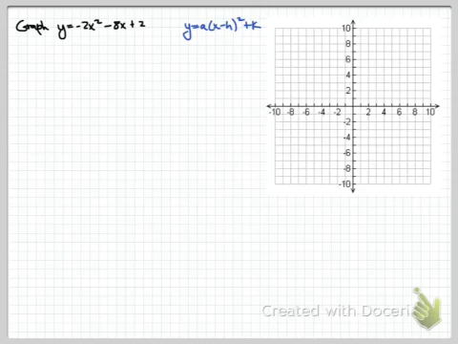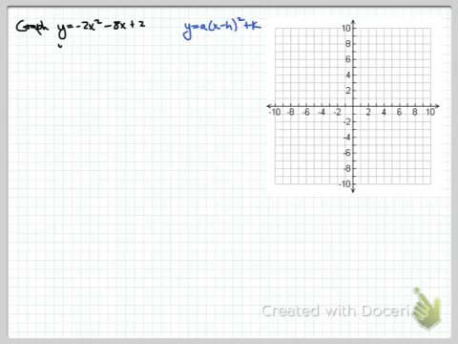So the first thing I notice is I've got this -2 coefficient on my x squared, and that's really going to mess things up. I know I'm going to have to complete the square eventually, and I don't know how to do that unless my x squared has a coefficient of 1. So I know I'm going to have to deal with this -2 at some point.